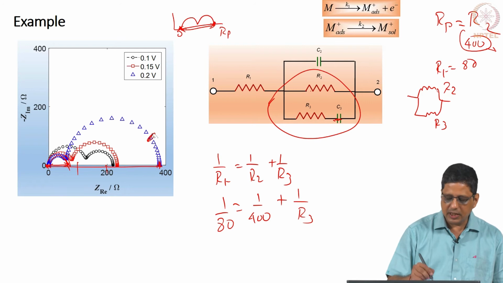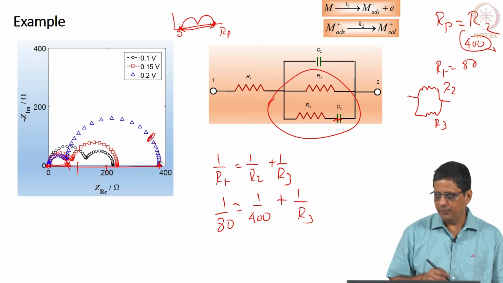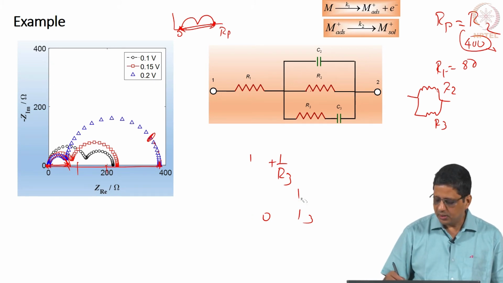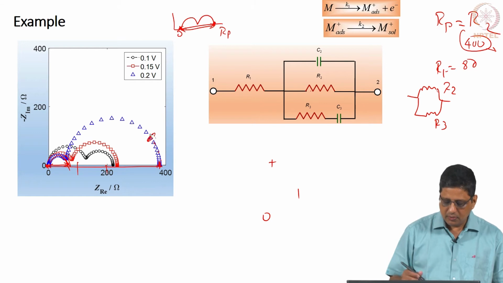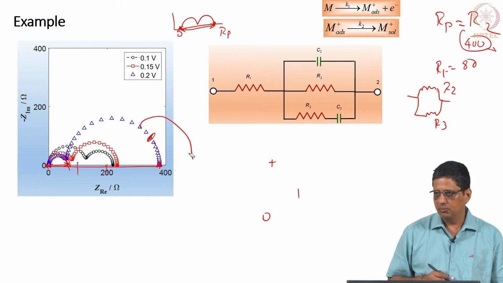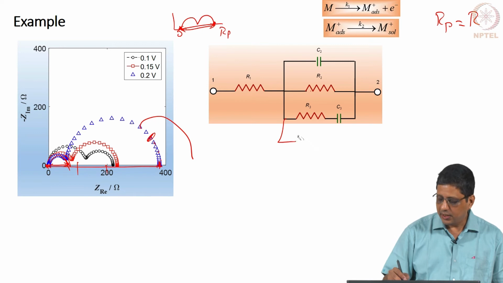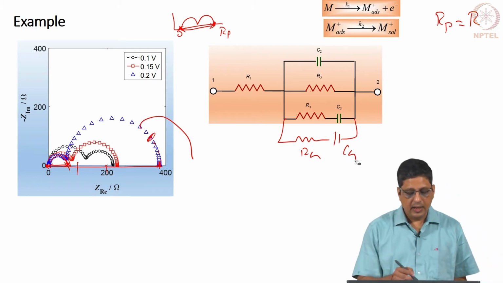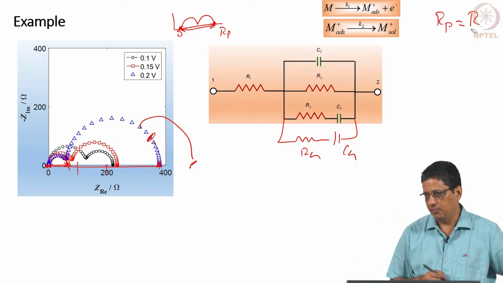If the data has stopped here because beyond this, let us say, it is noisy, you can still estimate where it is going to go and give a value like this. Let us say you have an impedance data which has a third loop, then I have to use one more R4 C4. I still use RP from this, no problem.